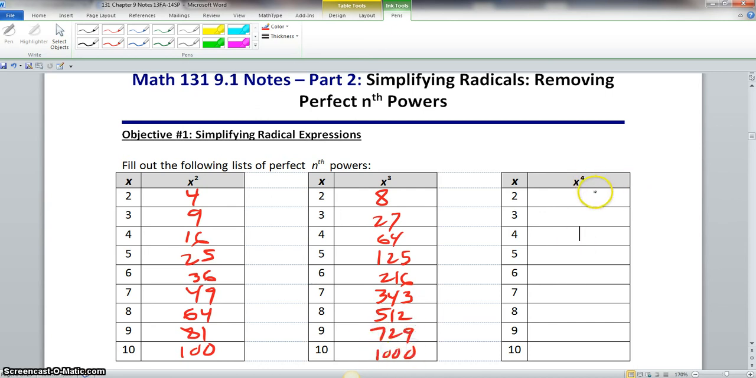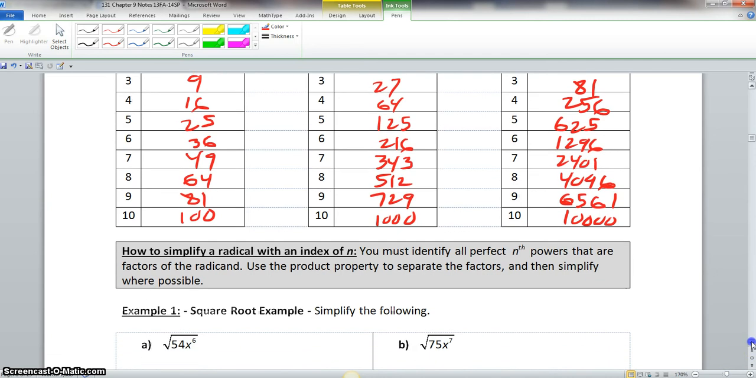And then last but not least, this will be to the fourth power. Of course, again, you can test this out in your calculator. This is all of these charts filled out.